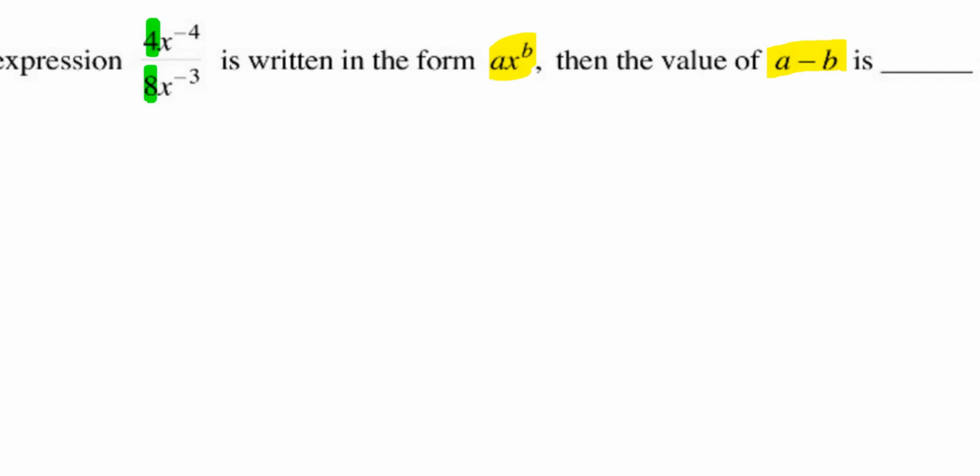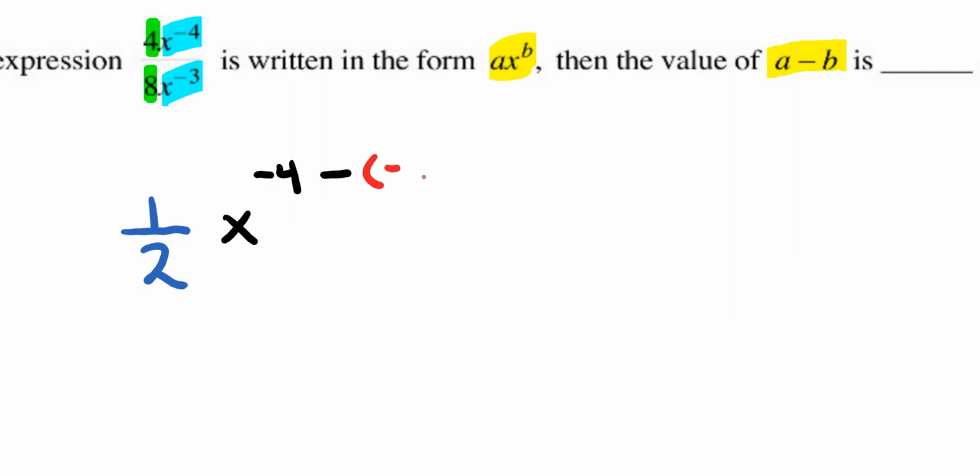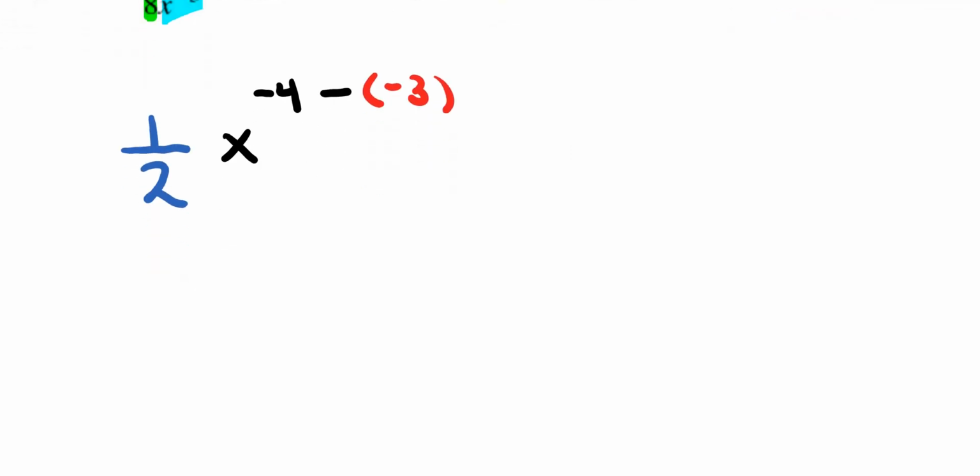I have a 4 and an 8, so 4 divided by 8 is going to be 1/2, right? And then I have x to the negative 4 and x to the negative 3. So if I think about that, I have x to the negative 4, and then I'm subtracting the negative 3, right? So for dividing, we subtract the powers. All right, this is interesting here because I have two negative signs there. So this is going to be x to the negative 4. And then since there's two negative signs, I'll be positive and then positive 3.